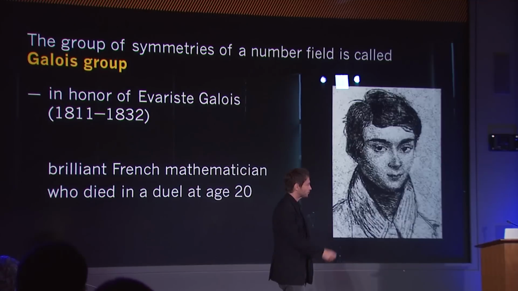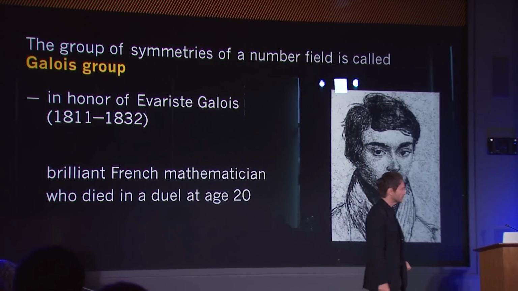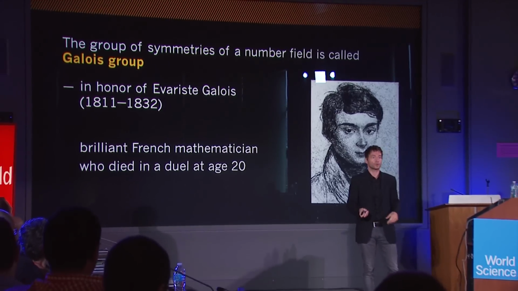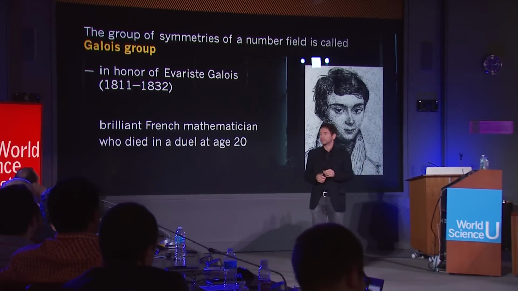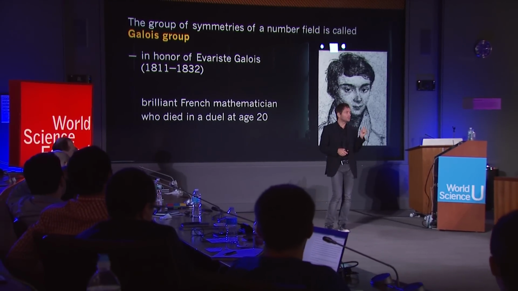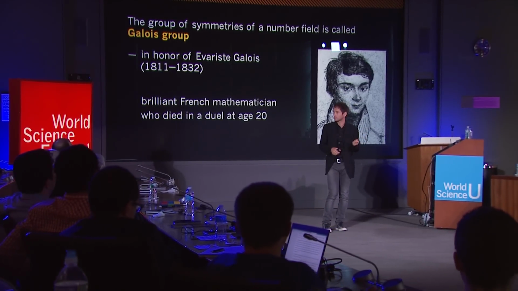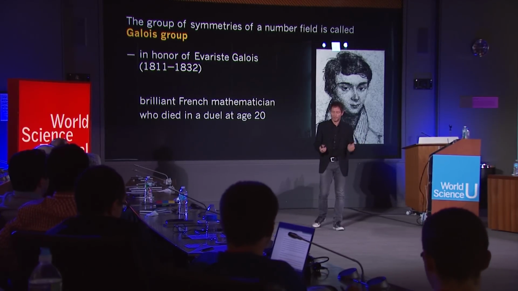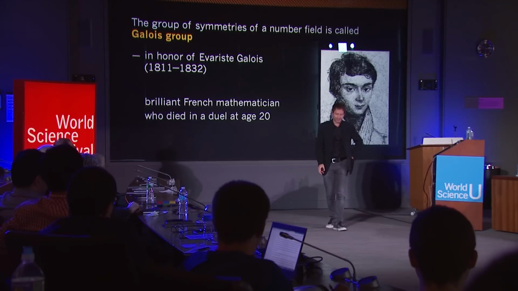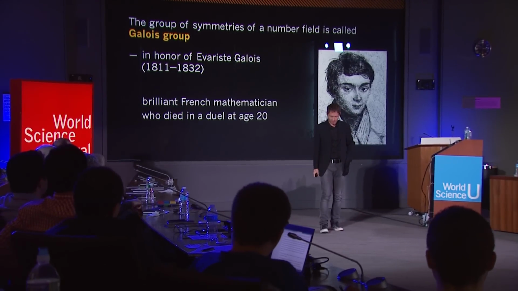And this is a very powerful idea, one of the most important ideas of all of mathematics, which actually came to us through the work of a brilliant French mathematician, Évariste Galois. He was a genius who actually died in a duel at the age of 20. He died on May 31st, 1832, and today is May 31st, so it happened on this day in 1832.